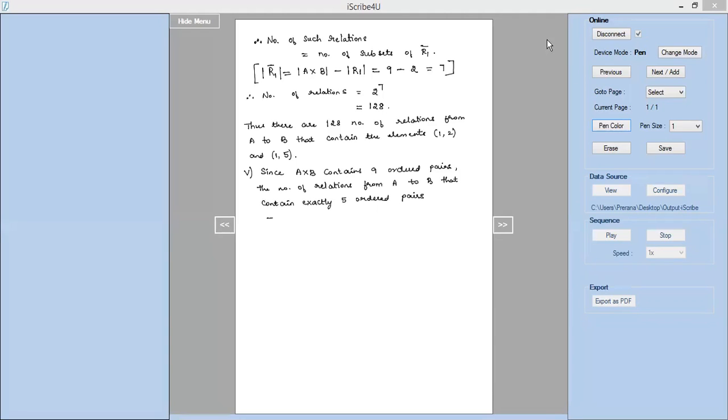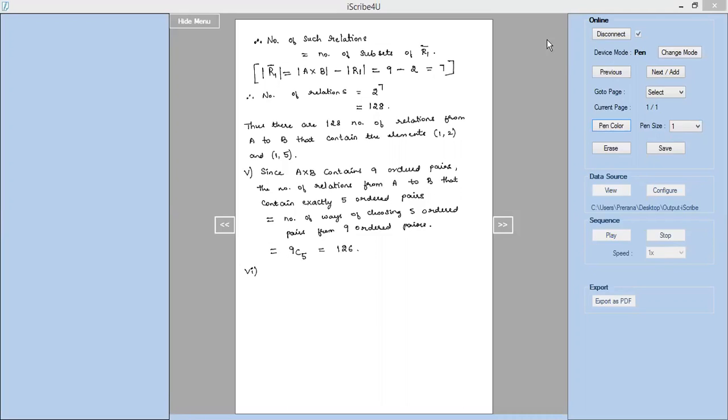is equal to the number of ways of choosing 5 ordered pairs from 9 ordered pairs. So we are doing the selection here. Out of 9 ordered pairs, we are choosing 5 ordered pairs that form the relations from A to B. So this number is equal to 9C5. Out of 9, we are selecting 5 ordered pairs. So this is 126.